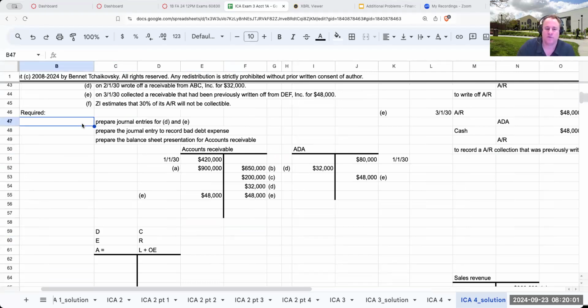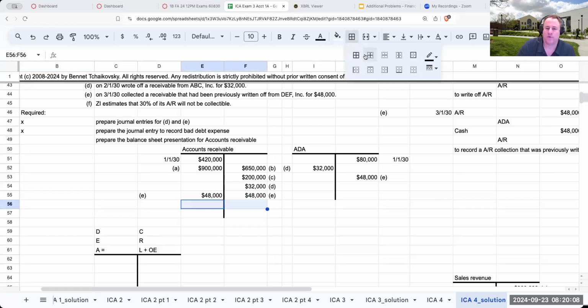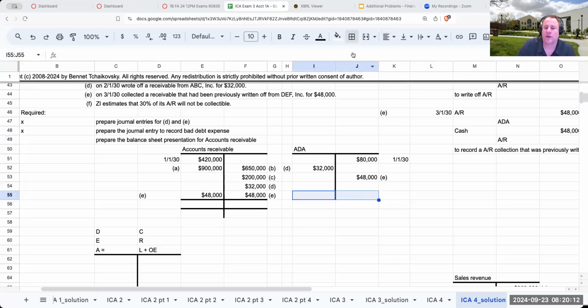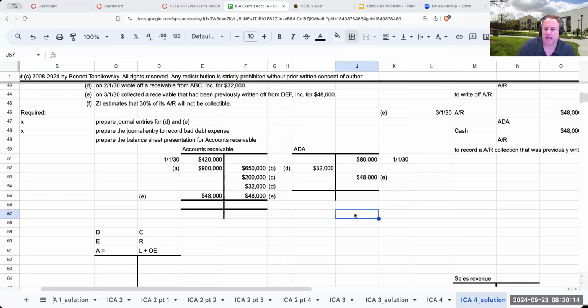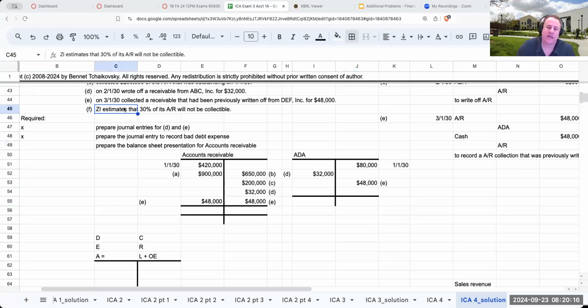Now, the last thing I'm being asked to do is to say, okay, we've done the journal entries here, prepare the journal entry to record bad debt expense. In order for me to record bad debt expense, I need to determine what the ending balance is in the allowance for doubtful accounts. It tells me here that I'm estimating that 30% of my AR will not be collectible.